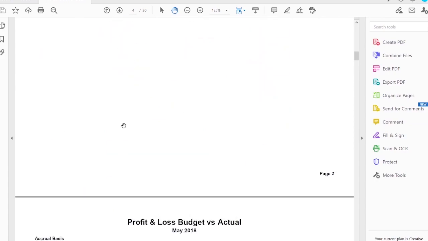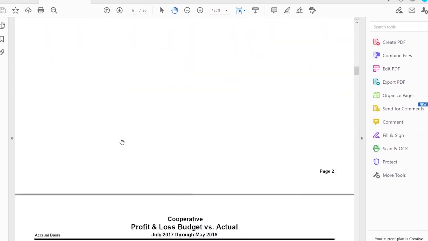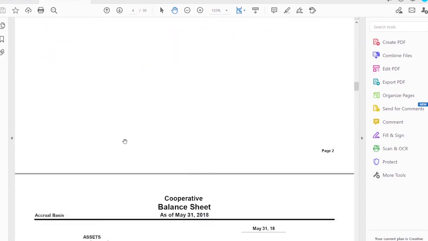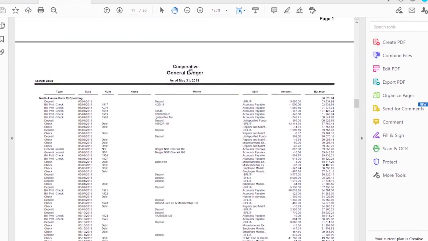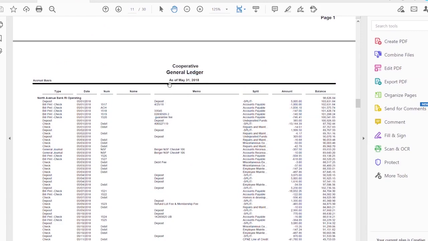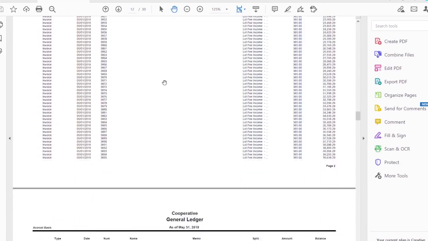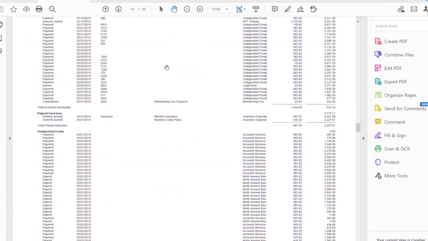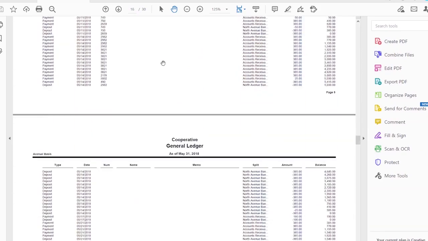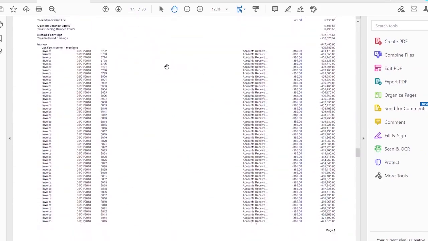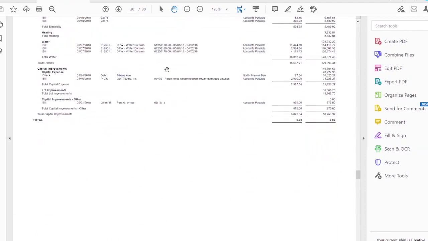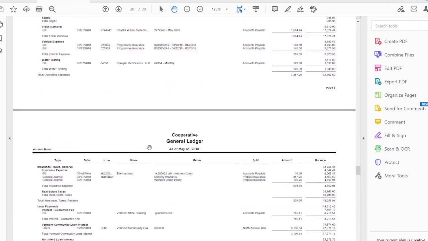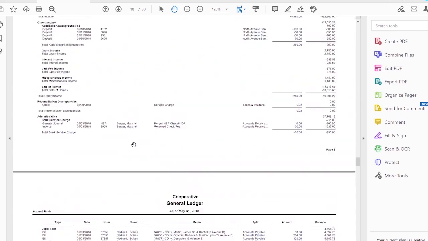I'm going to scroll through and find the general ledger report further down in the financials. The general ledger is a long report, as it shows every single transaction for the co-op over the course of the month. To quickly get to the expenses, go to the end of this report and then work backwards. Expenses are always in the last 1 to 3 pages of the general ledger.